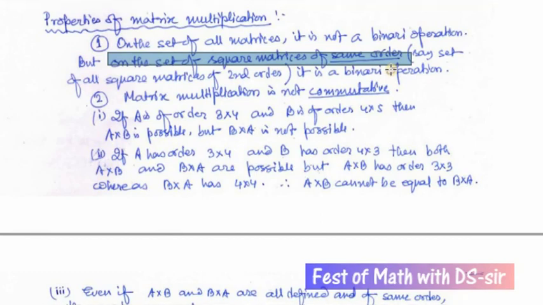So note that on the set of matrices of fourth order or second order or third order, multiplication is a binary operation, non-commutative, associative, and distributive over addition. The identity element exists, but inverses of all elements do not exist.